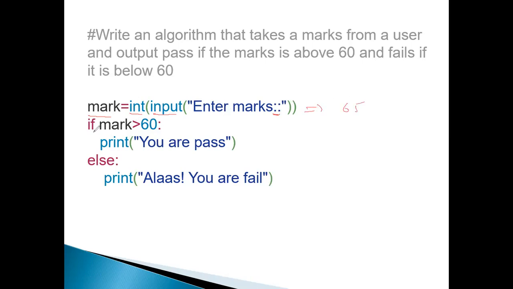When you enter marks, like you basically entered 65. Okay. So if mark greater than 60, tell me this condition is true or false? 65 greater than 60, is it true or false? It's true. So if this condition is true, then this statement will run. So screen will show you print you are passed. Okay. Got the idea?